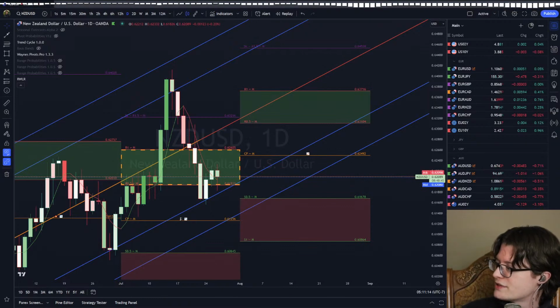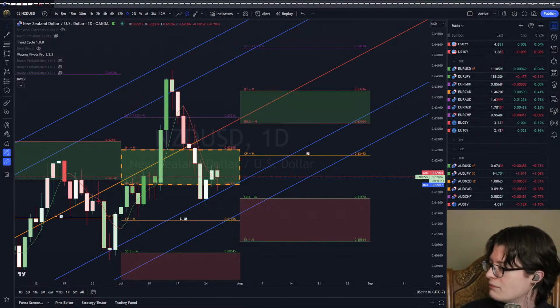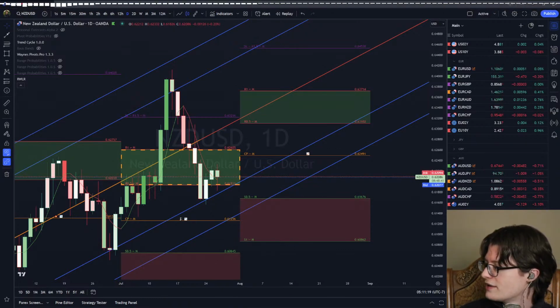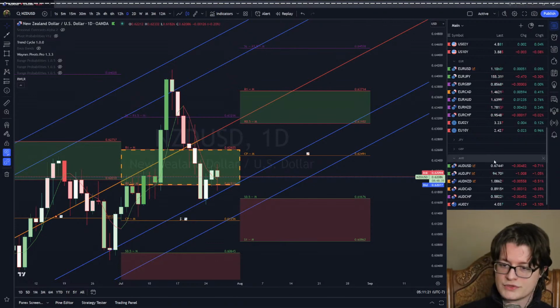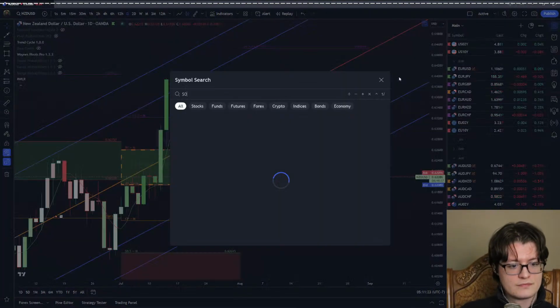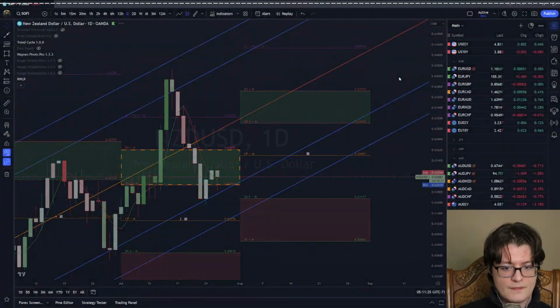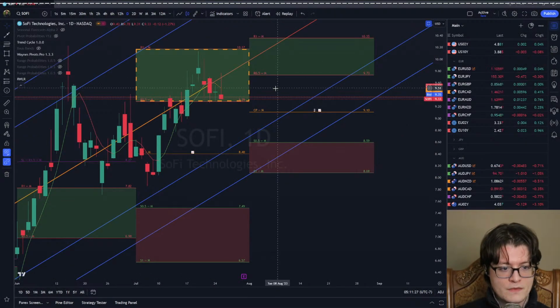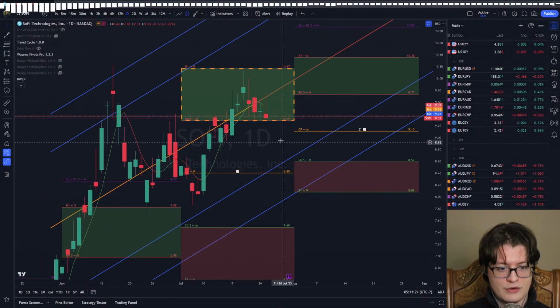Entry points on power plug SoFi. Oh yeah, this looks like it's gonna roll over.